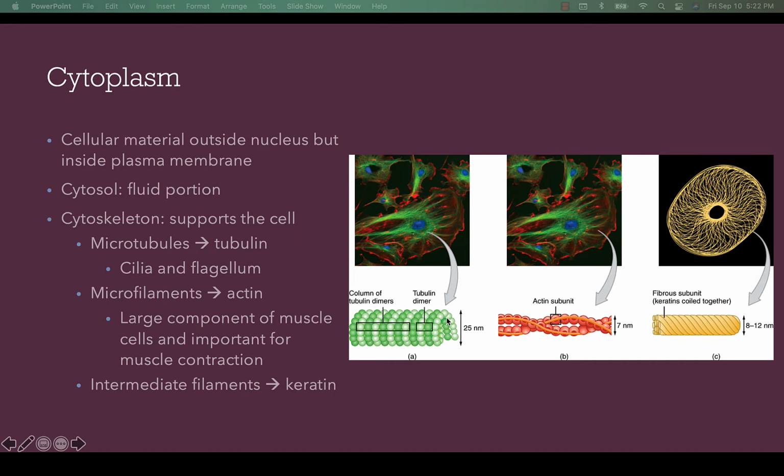Microtubules are made of tubulin. You can kind of see them dimerizing on each other here. This helps make up cilia and flagella that help move the cell as well as, again, support the cell. Microfilaments are made of actin, which are the smallest cytoskeletal component. This is actually a really large component of muscle cells and important for muscle contraction because they help in motility of that muscle cell. And then intermediate filaments are intermediate between microfilaments and microtubules in size, and they're made of keratin, and they again are helping support the infrastructure of the cells.